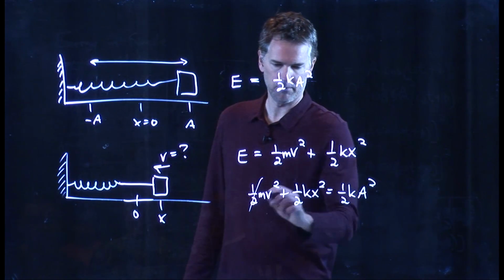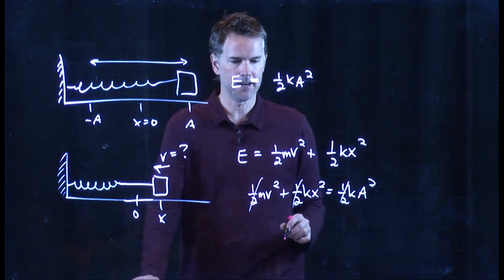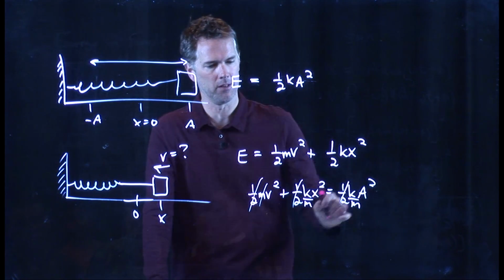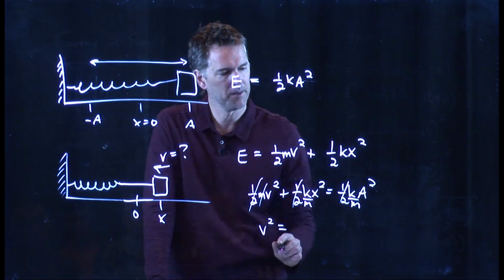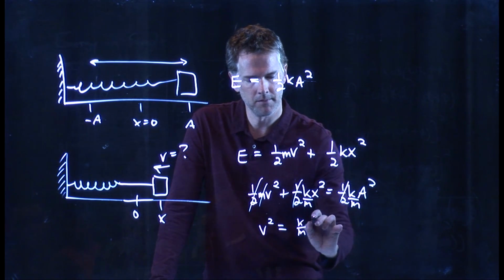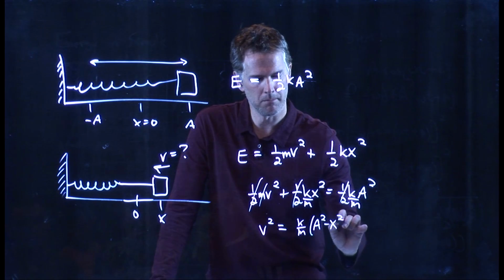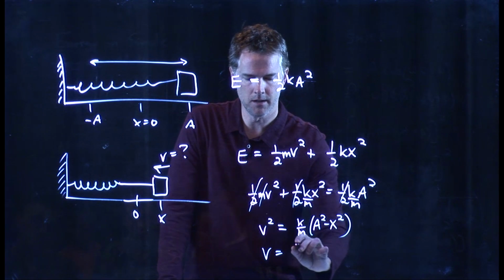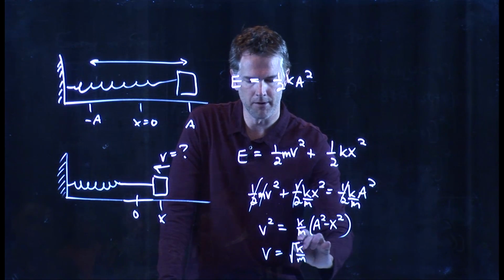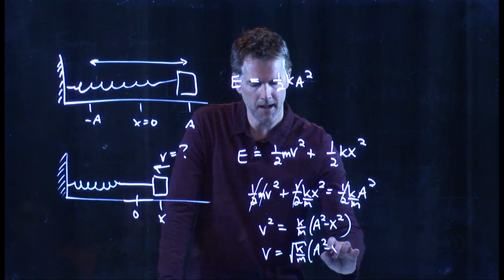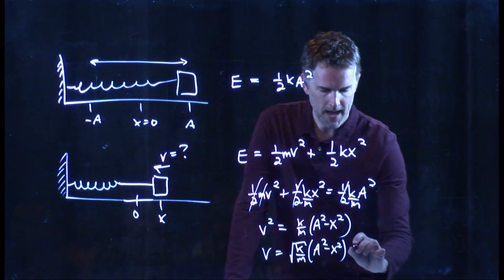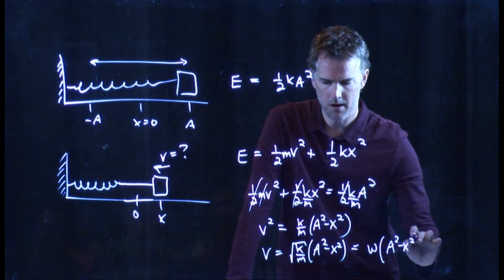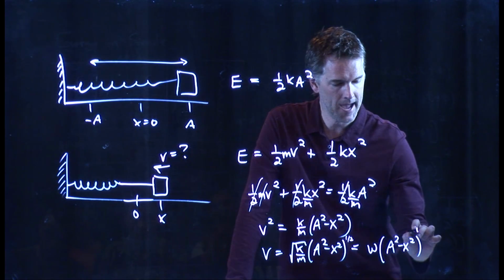Multiply both sides by 2, that gets rid of the half. Divide everything by m. And move this over to the other side, and you get v squared is equal to k over m times a squared minus x squared. And now you can take the square root. V is the square root of k over m times a squared minus x squared. And that is omega times the square root of a squared minus x squared. And then we have a little half up there for a square root.